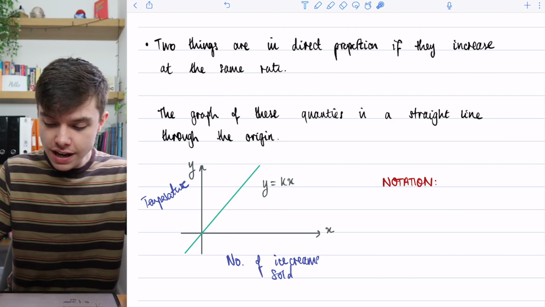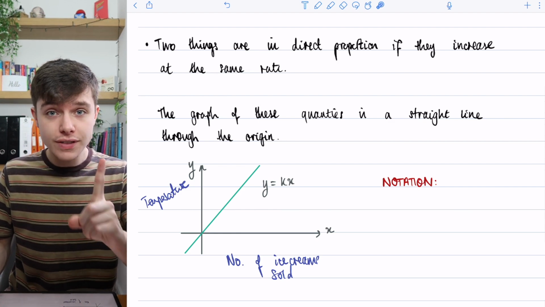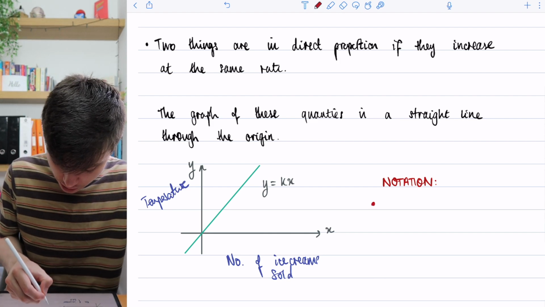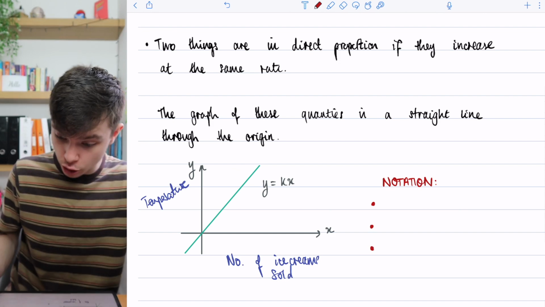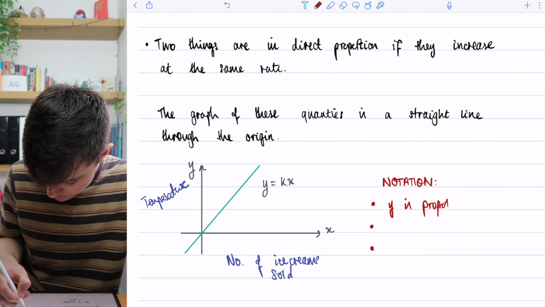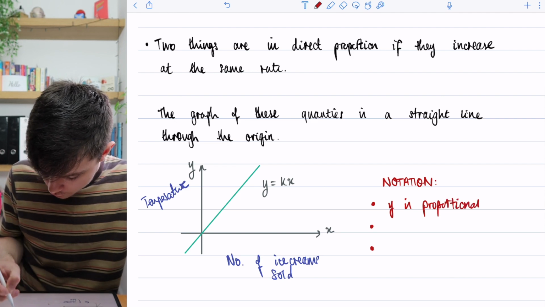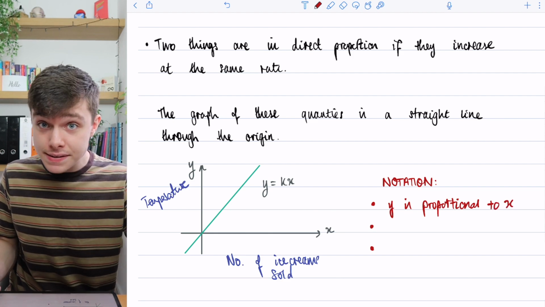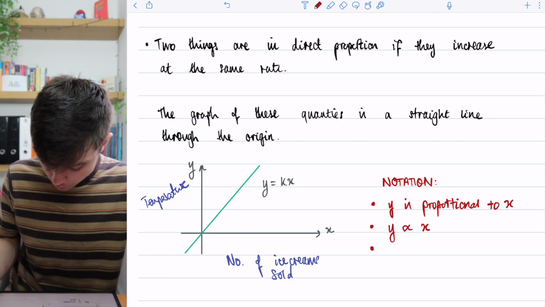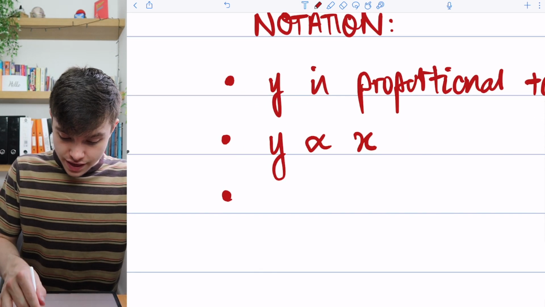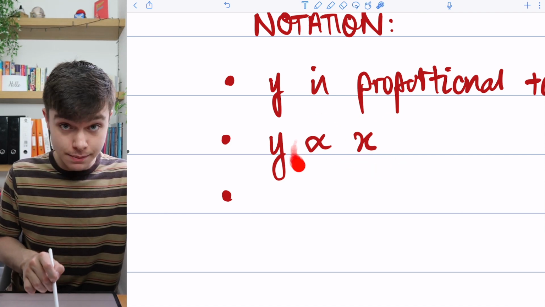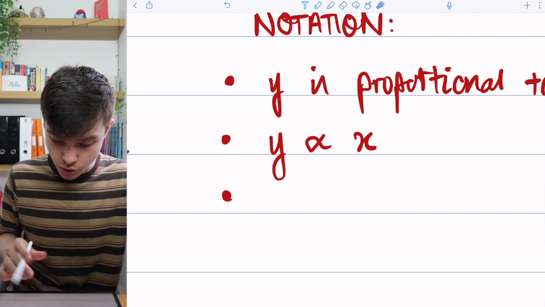Now, let's just have a look at some notation. All of these things mean the same thing, and I'm going to show you three ways of writing proportion. So y is proportional to x is the same thing as writing this: y is proportional to x. This kind of looks similar to an x, but they're different things. This is an x, this is proportional to. So y is proportional to x.